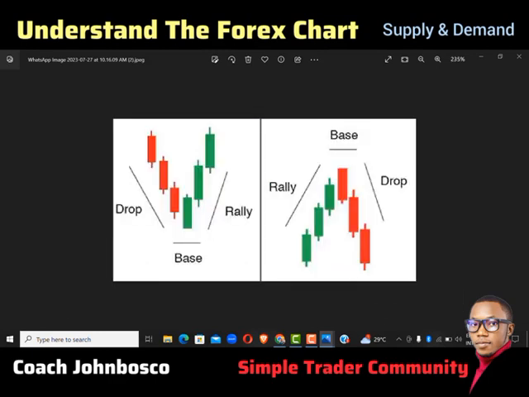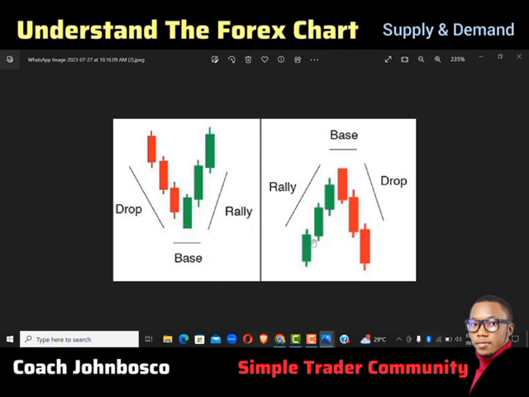Before we go to the chart, I want to show you another picture. I just see this as another great explanation. This first one is for demand. Then this is for supply. We had a drop, then we had a base, then we had a rally. All of this area is called a demand area.